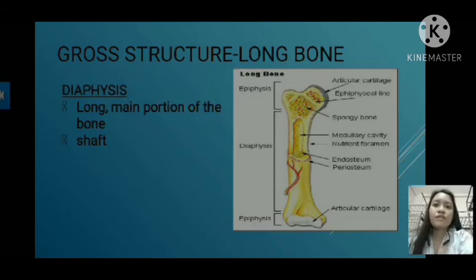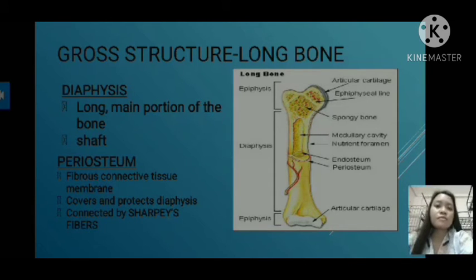Gross structure of a long bone. As you can see in the picture, it has the diaphysis, the long main portion of the bone, or the shaft of the bone. Diaphysis is the whole central shaft of a long bone. Only the external part of the shaft, made of solid bone tissue, is visible from the external aspect.